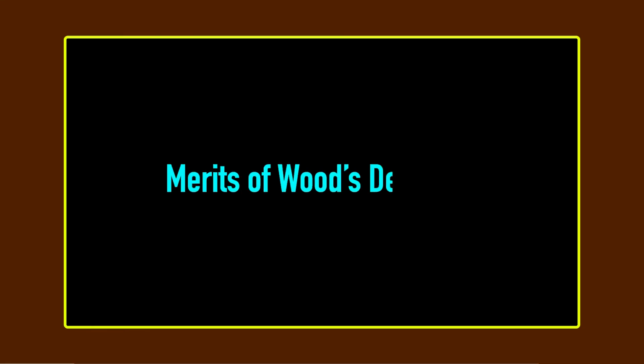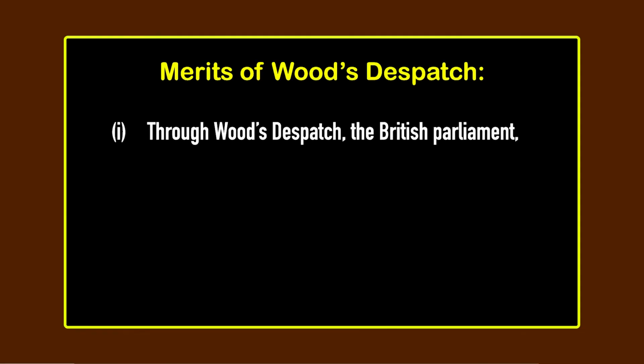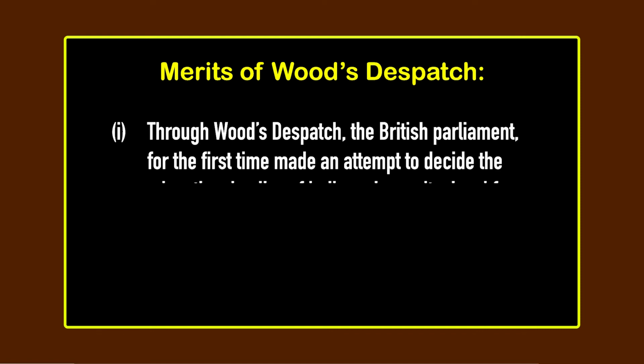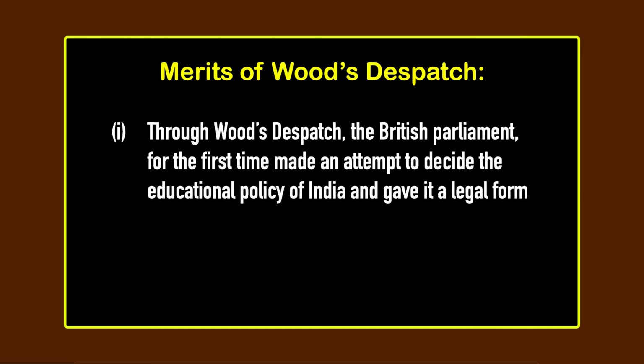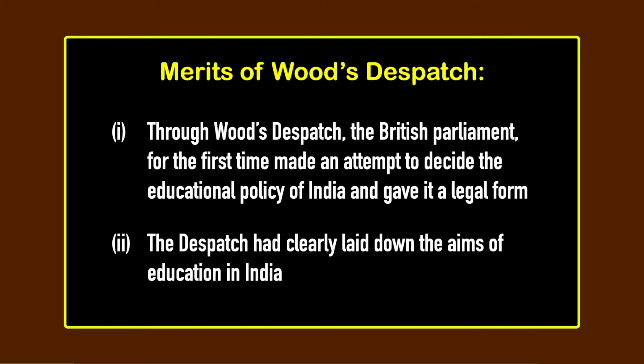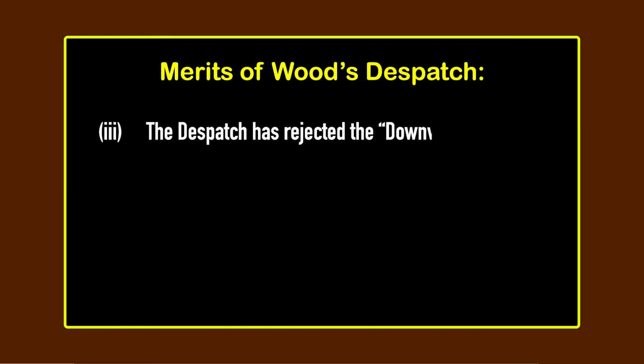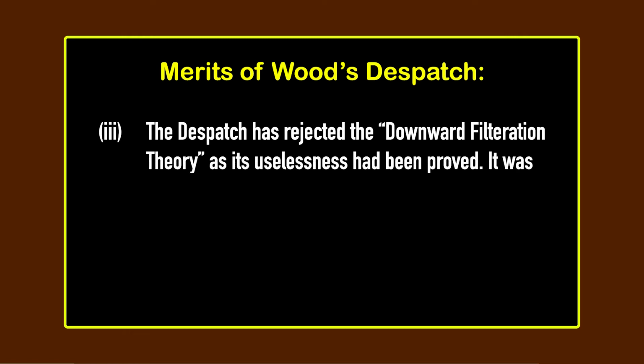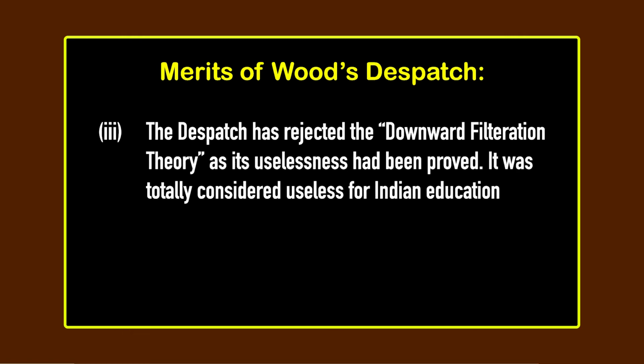Dear students, Wood's Despatch had certain merits. The Despatch of 1854 has some merits, which include: through Wood's Despatch, the British Parliament for the first time made an attempt to decide the educational policy of India and gave it a legal form. The Despatch had clearly laid down the aims of education in India. The Despatch rejected the downward filtration theory, as its uselessness had been proved. It was totally considered useless for Indian education.